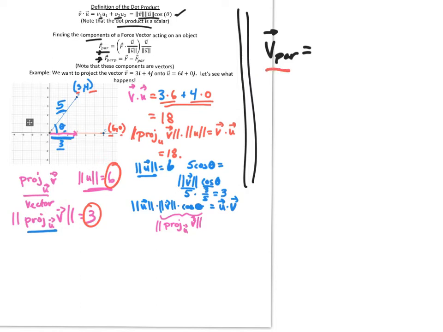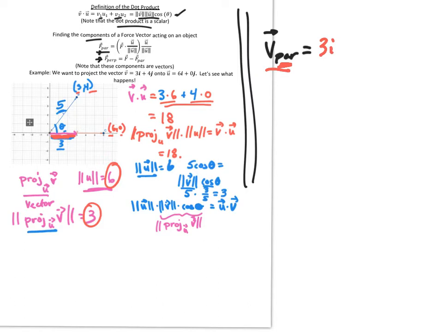So if I look at the vector v parallel, that's the component of v parallel to u. When we see this parallel, it means parallel to u, or whatever we're projecting onto. So the v vector parallel, what is it? Well, it's just going to be 3i. That's our answer. Okay, so how do we get that?